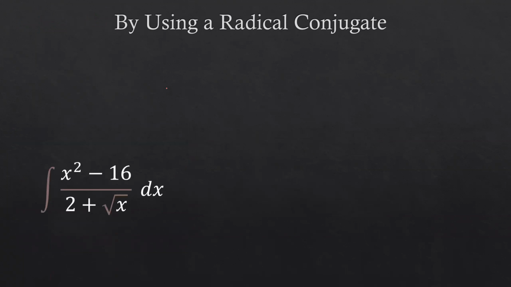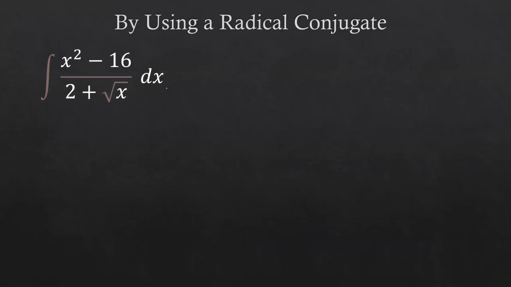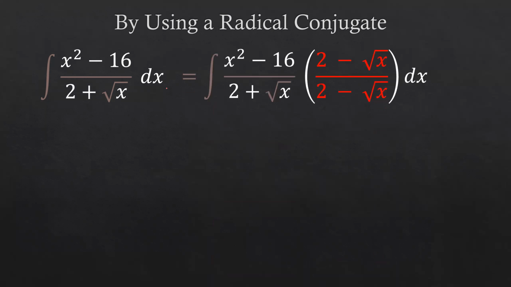Okay, so suppose you have (x squared minus 16) over (2 plus square root of x). That's looking pretty nasty, right? Even if you try u substitution, it doesn't work very well right there. So the trick here is to go ahead and multiply by the conjugate of 2 plus square root of x. Okay, and you'll see, after you multiply by 1, actually, that would be 2 minus square root of x divided by 2 minus square root of x.